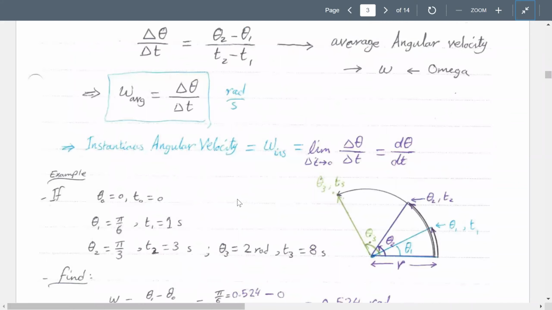And as we know from before, the instantaneous velocity is the limit when the time goes to 0. Now we have the instantaneous angular velocity. It is omega instantaneous. It is the limit when we don't have vast changes in theta and time. We have small changes. In these small changes, delta will convert to d, which is a small change.